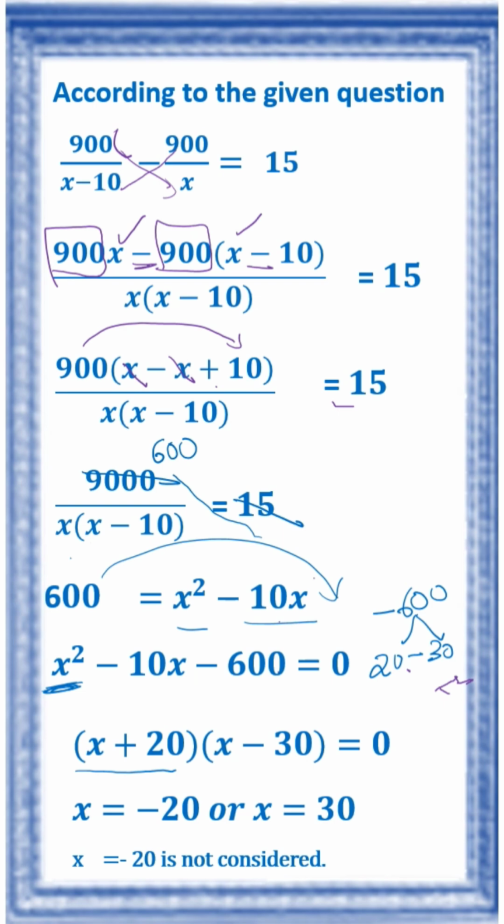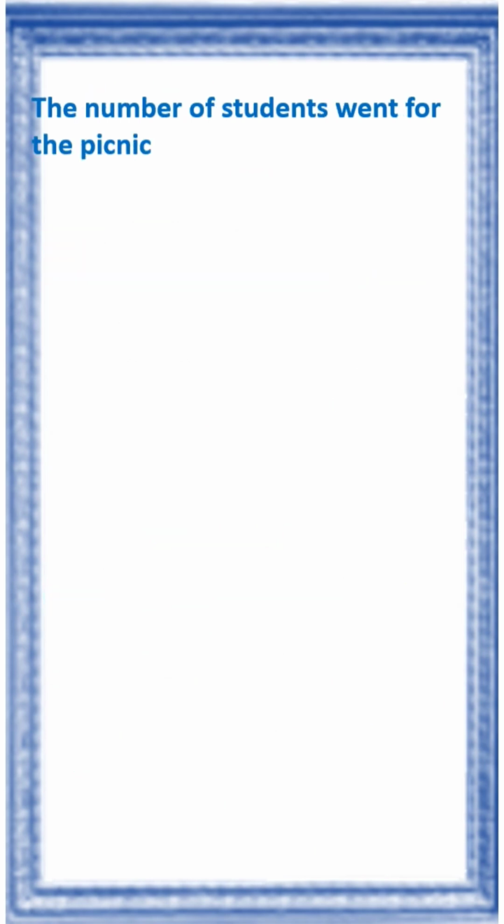So now what happens? x is equal to 30. Why? 20 has negative sign. Number of students cannot be negative there.